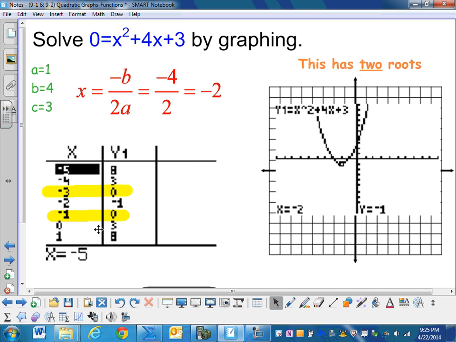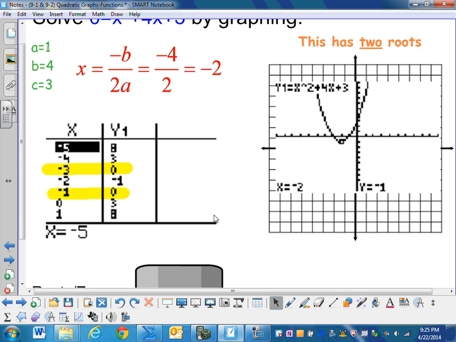I can also look at my table, and I can see negative 2, negative 1. If I look at my y values, they're decreasing. They get to negative 1, then they start increasing. I also see that this graph has two roots. It appears to be hitting at negative 1 and negative 3. And if I look at my table, I see that (negative 3, 0) and (negative 1, 0), the x-intercepts, are where the graph is touching.